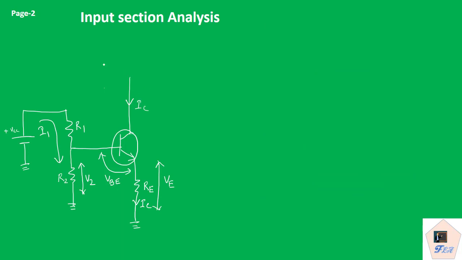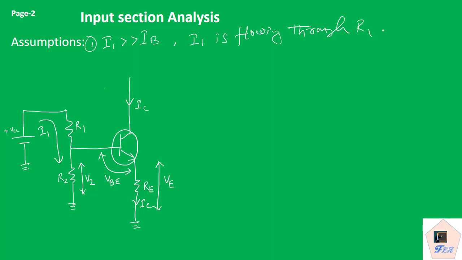Now, let us analyze the input section. But before starting the analysis, we should have two important assumptions. The first assumption says that I1 is much greater than IB. Hence, we consider that the same current is flowing through the resistors R1 and R2. So we can say that I1 is flowing through both R1 and R2. This is the first assumption.